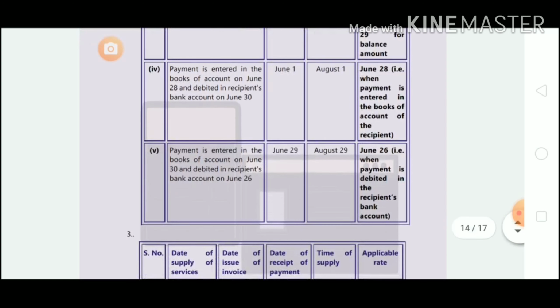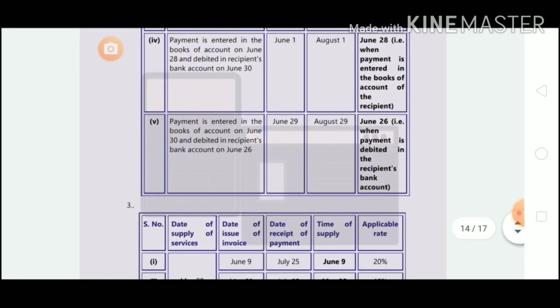Roman 5. Payment is entered in the books of account on June 30 and debited in the recipient's bank account on June 26. So the earlier one is June 26, that will be the date of payment. Date of invoice is June 29 and 61st day from date of invoice is August 29. So we'll take the earlier of June 26 and August 29, that is June 26. See the answer, that is when payment is debited in the recipient's bank account.